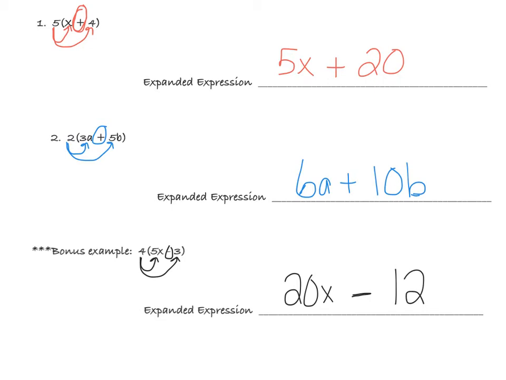So hopefully you see this isn't very complicated. You just have to make sure that you're distributing to everything inside that parenthesis and make sure you're multiplying and not forgetting about the variables.